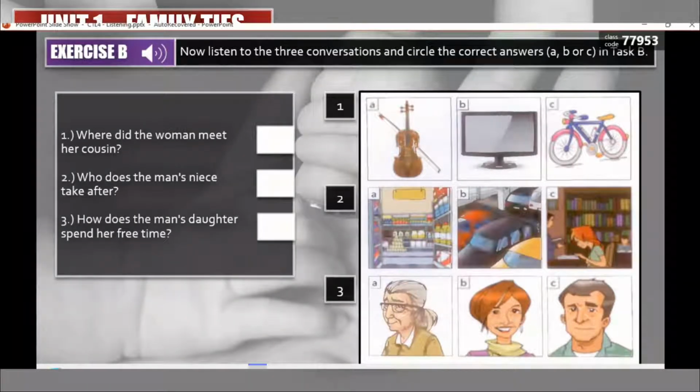3. How does the man's daughter spend her free time? I think my daughter should spend a bit more time outside. She could be riding her bicycle or something. Well, at least she's doing something creative. Practicing the violin is much better than just sitting watching TV. You're right, but sometimes I want a little peace and quiet.